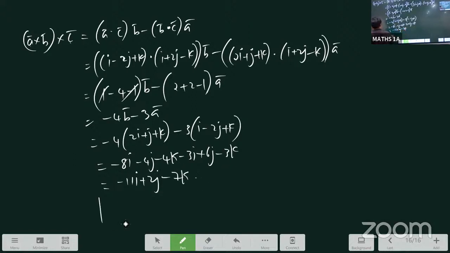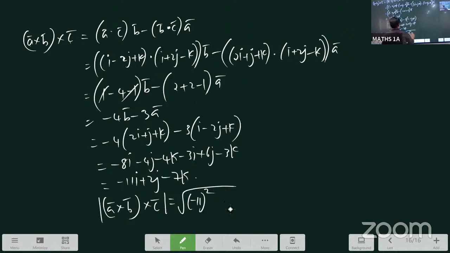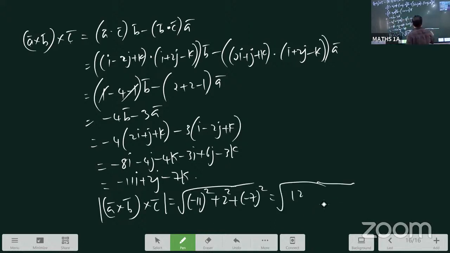Now what is asking actually? Modulus of this vector, that is under root of minus 11 square plus 2 square plus 7 square, that is under root of 121 plus 4 plus 49, which is under root of 174. With this, your most important long answers of product of vectors has been done.